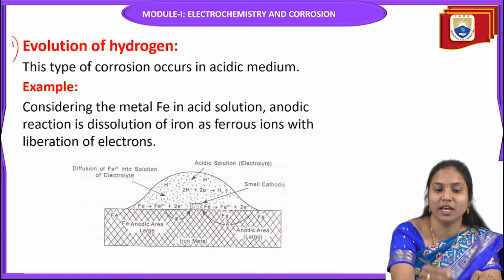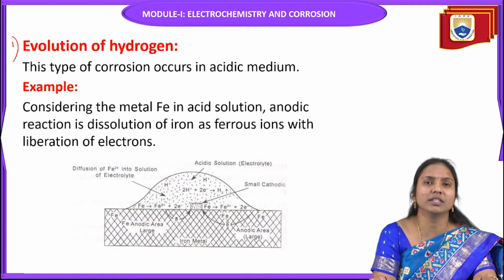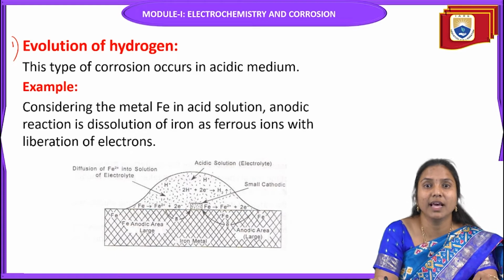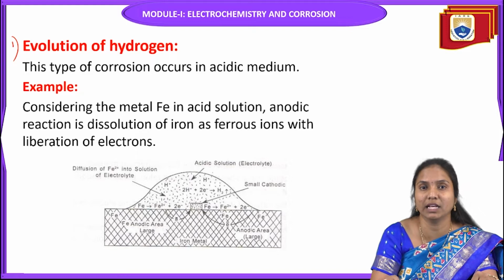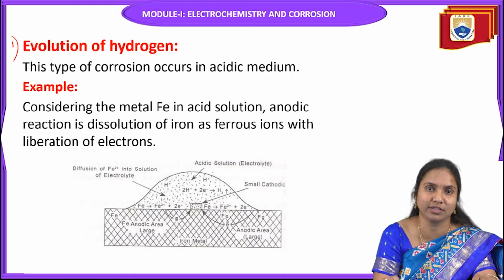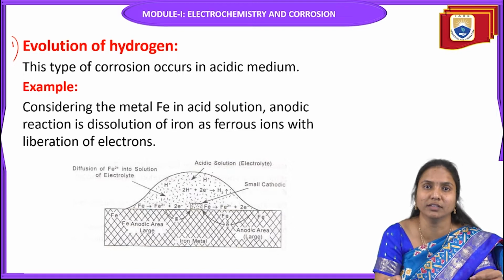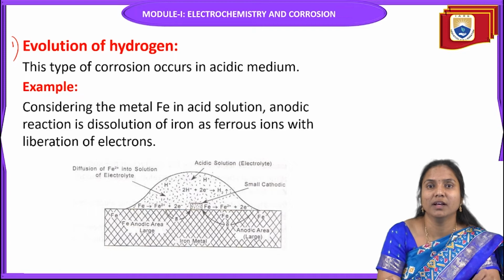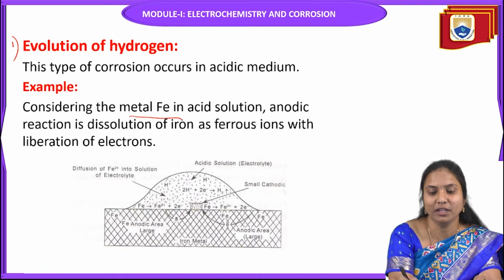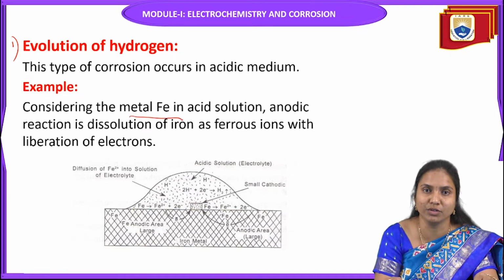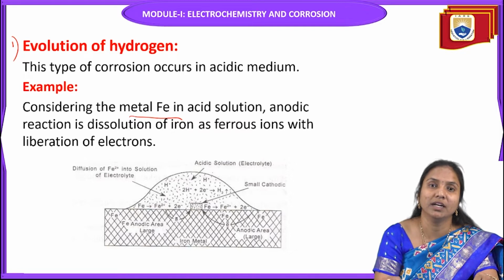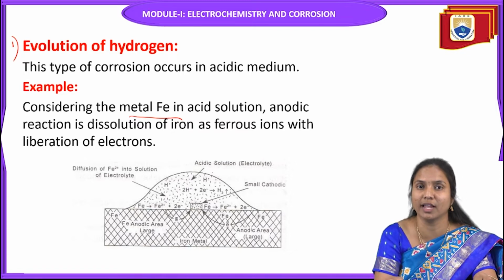First, evolution of hydrogen. This type of reaction occurs mainly in acidic medium, when the metal interacts with an acid solution like HCl or H2SO4. The best example is iron metal, for example iron metal in acid solution like HCl or H2SO4.